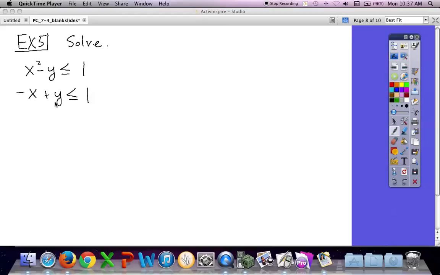But the first one, that's going to be a parabola. That's a quadratic. We definitely need to solve that for y. We don't have another way to graph a parabola when it's not in solve for y. So this one I would have to solve by doing this.